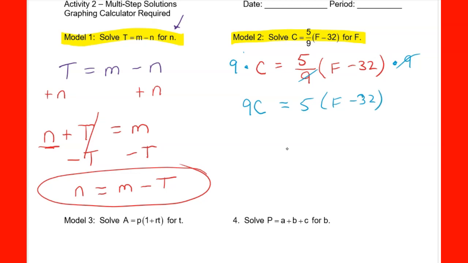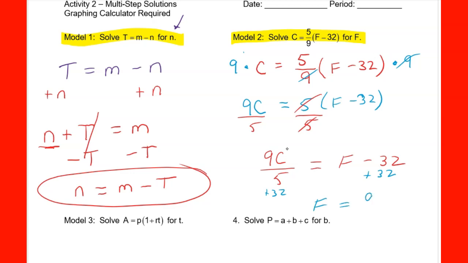Now I want to get f by itself, but the parentheses are still there until I get rid of this 5. So I'm going to divide both sides by 5. So now I have 9c divided by 5 is equal to, now I can get rid of the parentheses because there's nothing on the outside anymore. Well, if I want to get f by itself, f is being subtracted by 32. I'm simply going to add 32 to the other side. And my final answer when f is isolated is 9c over 5 plus 32. And there's my final answer.